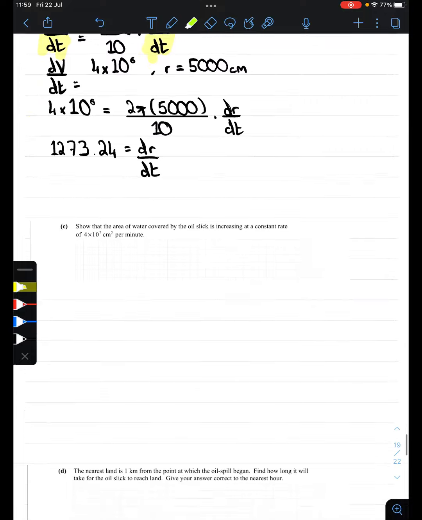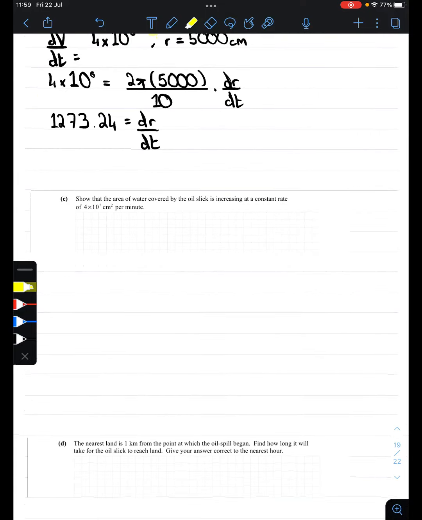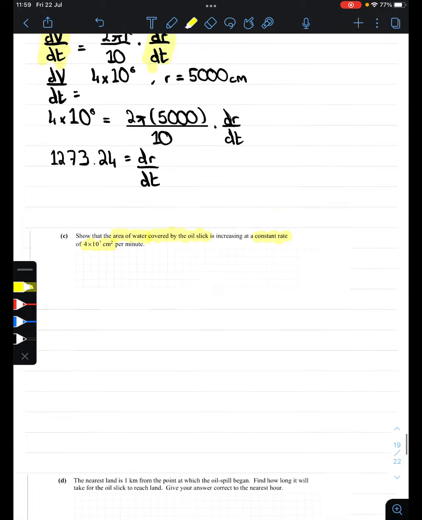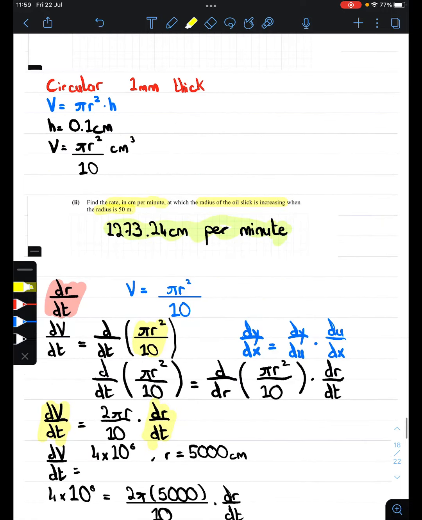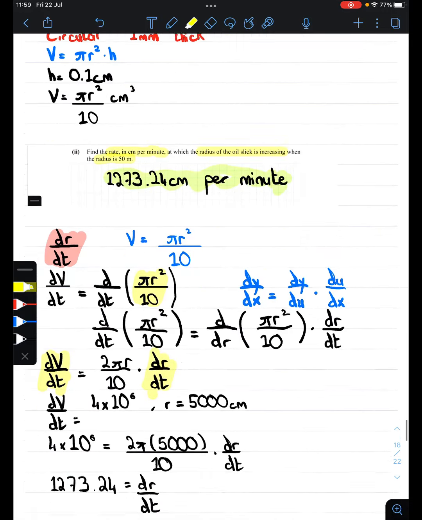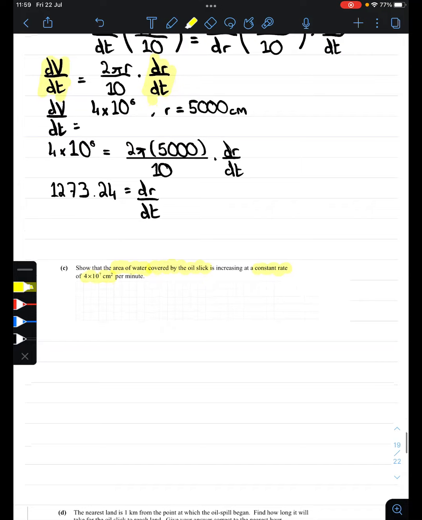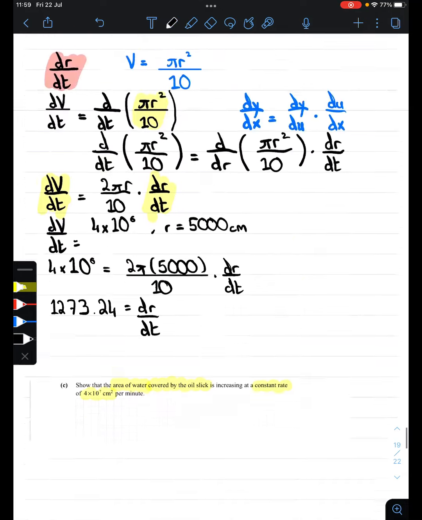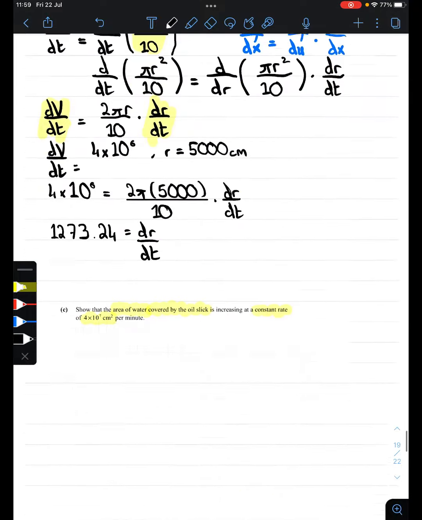Now on to part C. Show that the area of water covered by the oil slick is increasing at a constant rate of 4 by 10 to the 7 centimeters squared per minute. Okay, so we know that it's expanding kind of in a circle, which is 1 millimeter thick. We don't have a formula for this area, so let's try and make one.